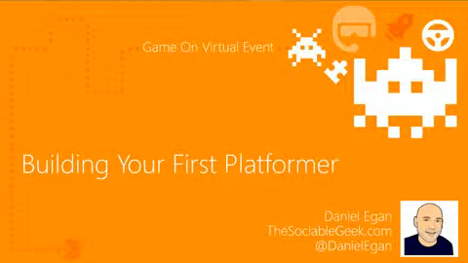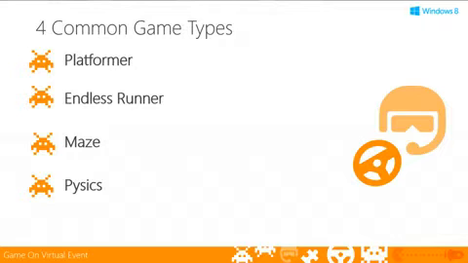So let's go ahead and look at the four that I've decided to highlight here. The first one is a platformer, and the second one is an endless runner. The third one is a maze, and then the fourth one is physics. Now, instead of just talking about it, I thought I'd show you a couple that are on Windows 8 already, and we can look at what those look like and discuss the look and feel of them and the gameplay of them. Before we start building our own, you can kind of see what other people have done.